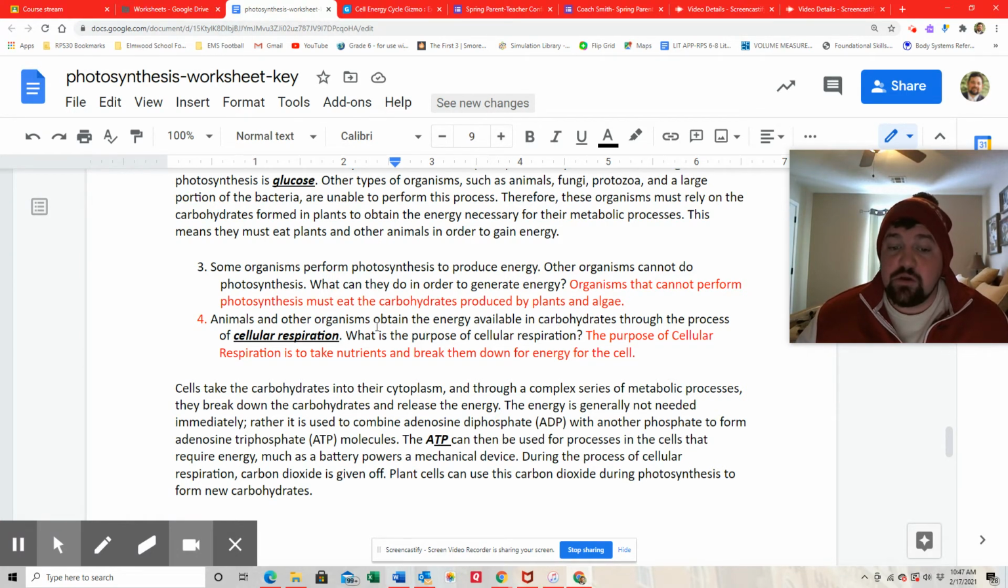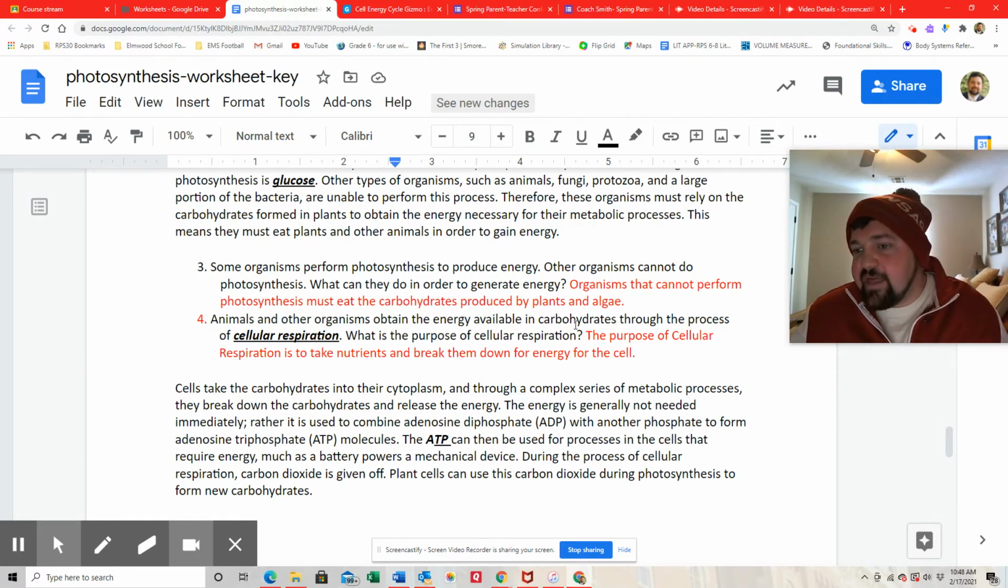Number four, animals and other organisms obtain the energy available in carbohydrates through the process of cellular respiration. What is the purpose of cellular respiration? The purpose of cellular respiration is to take nutrients and break them down for energy for the cell. So really breaking down that food or digesting. So now we break it down, we get rid of the waste, and we use the energy in the bonds to live and function.